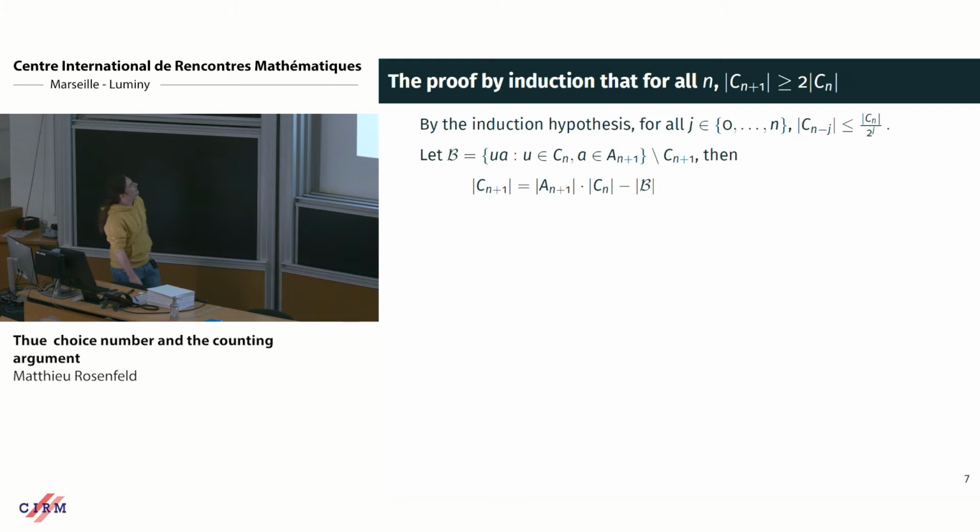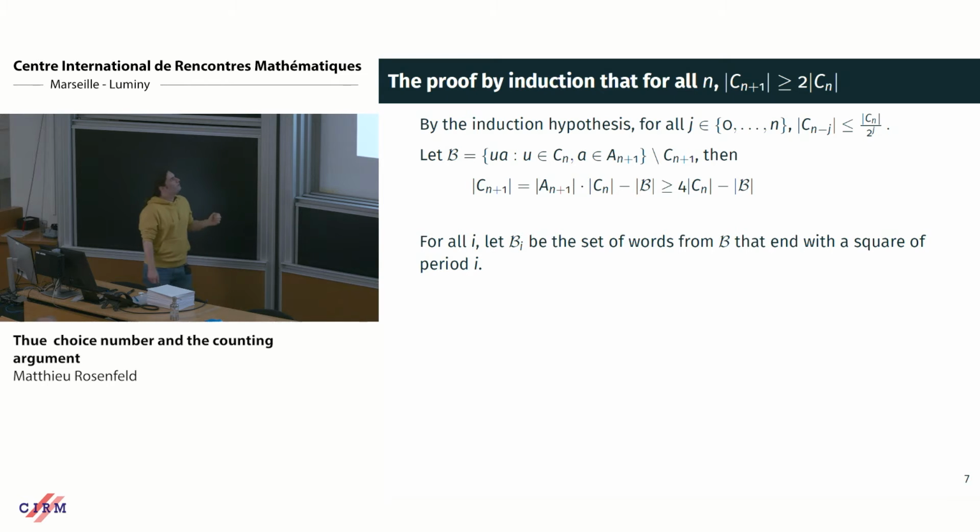B like bad. Okay. Then by definition, the size of C_{n+1} is exactly the size of C_n multiplied by the number of extensions, minus the bad extensions. Somehow my hypothesis was that every alphabet is of size at least 4, so let's use it right now. So I know that the size of C_{n+1} is at least 4 times the size of C_n minus the bad extensions. So now my goal is going to be to upper bound the number of bad extensions.